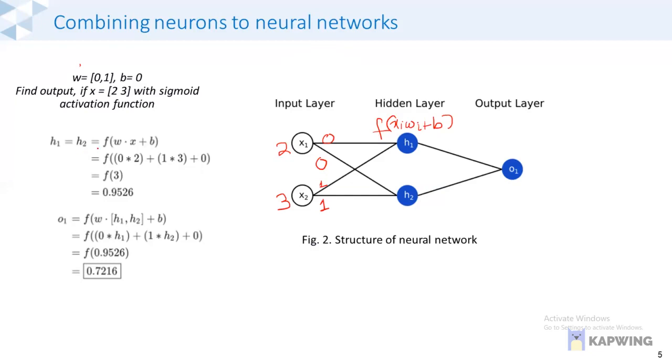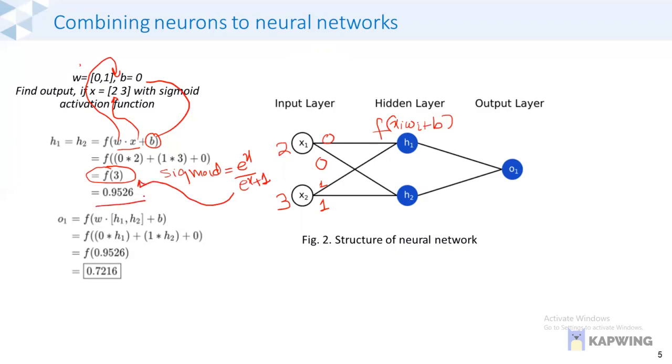h1 is equal to h2 is equal to f of w dot x plus b. When we calculate the value, we get f of 3. Now this is where an activation function occurs. We use the sigmoid activation function, and the mathematical representation of the sigmoid function is this. This is the simplified version. When we put in the value x equal to 3, we get 0.9526. Now let us calculate O1.